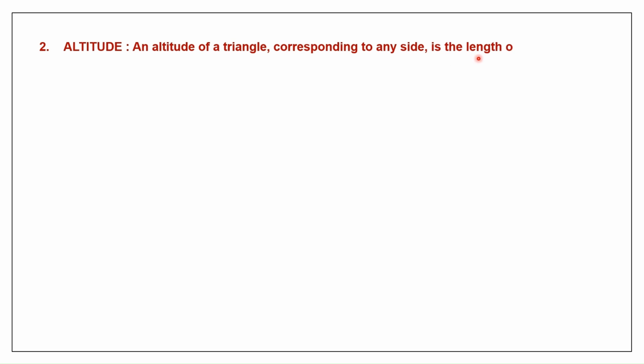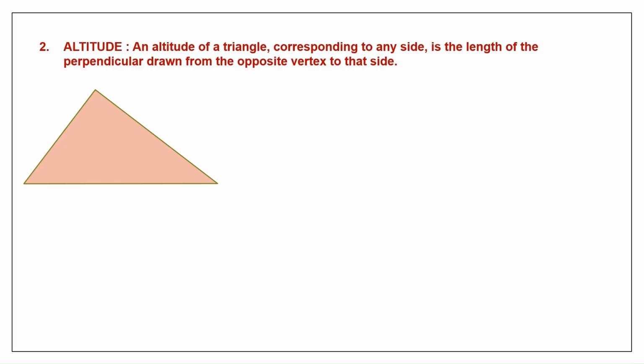The second concept is altitude. An altitude of a triangle corresponding to any side is the length of the perpendicular drawn from the opposite vertex to that side. Okay, so let's go through this carefully. Now suppose we have a triangle, let's name it ABC. This is triangle ABC. Now what does this statement say? It says the altitude corresponding to any side.